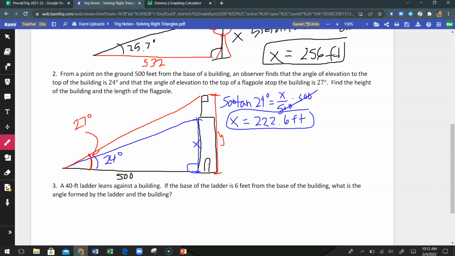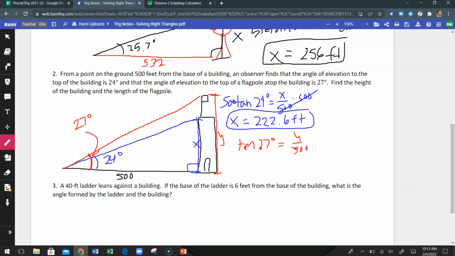But I can't simply look at this distance between the flagpole and the building, because if I did that from this 27 degrees, I'm not dealing with a right triangle there. In order to make this whole thing a right triangle, I have to go horizontal all the way up. And so if I do that, basically it's going to be the same calculation that I just had, but we're going to use 27. So the tangent of 27 degrees is equal to y over 500.